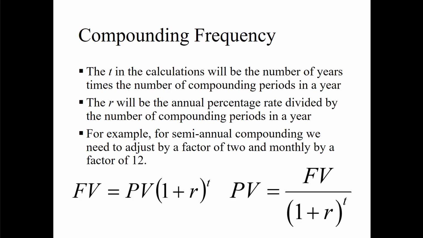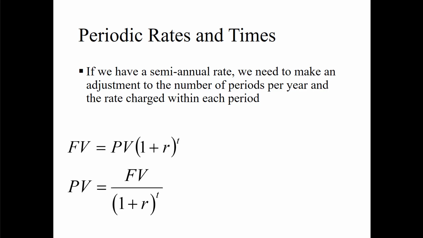Our R will be the annual percentage rate divided by the number of compounding periods in a year. And so, for example, for semi-annual compounding, we would adjust by a factor of 2, and for monthly by a factor of 12. So to be sure, if we have a semi-annual rate, we need to make an adjustment to the number of time periods per year and the rate charged within each period.